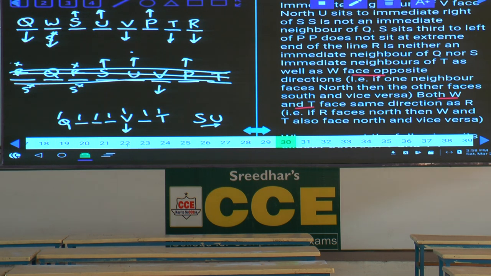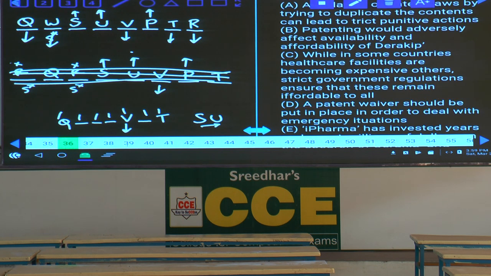And with this information, we are able to find out the order in which these eight persons were sitting and their direction as well. Now this is about question numbers 30 to 35. Then 36 to 38. Shall we discuss this one, question numbers 36 to 38?